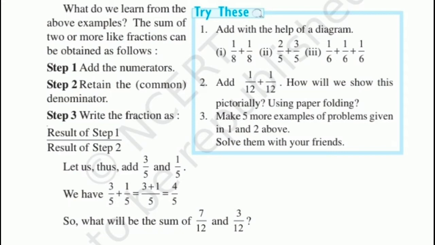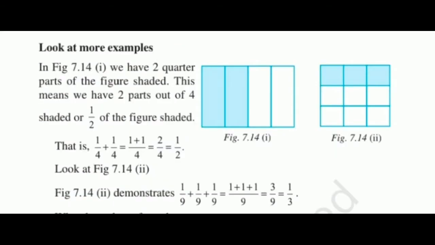Now, what will be the sum of 7/12 and 3/12? You can see 7 and 3 are different and 12 is common. So we'll be taking the denominator as the same, and 7 plus 3 is 10. Look at more examples. In figure 7.14, we have 2 quarter parts of the figure shaded. This means we have 2 parts out of 4 shaded, or half of the figure shaded. That is 1/4 plus 1/4, which is (1 plus 1)/4, which is 2/4. And when we simplify that, we'll get 1/2.